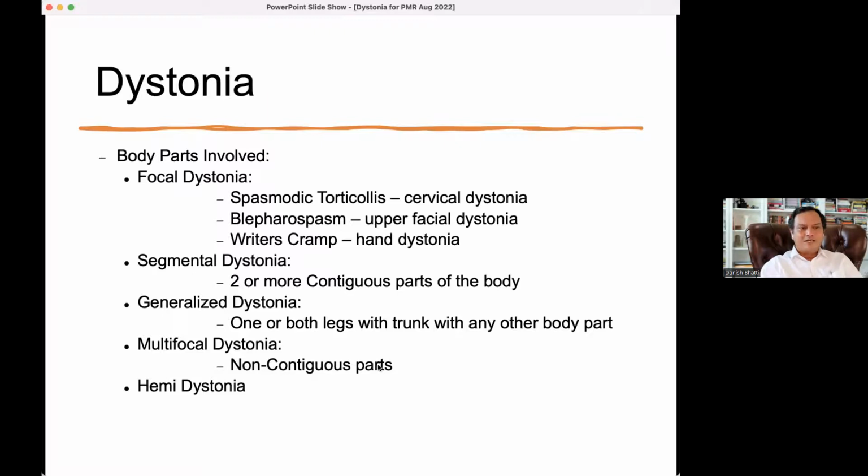When the whole of one side is involved, that's hemidystonia, and when one or both legs with trunk or any other body part are involved, that's a generalized dystonia. These are the definitions of how we call them: focal, segmental, multifocal, hemi, or generalized dystonia, and it's the most common terminology used. This was the old classification, which has now become only a small part of the whole axis one classification. So, full classification or full naming will not be complete without other components like age of onset.